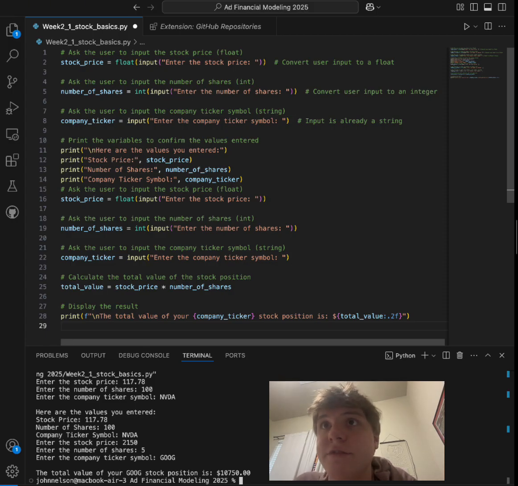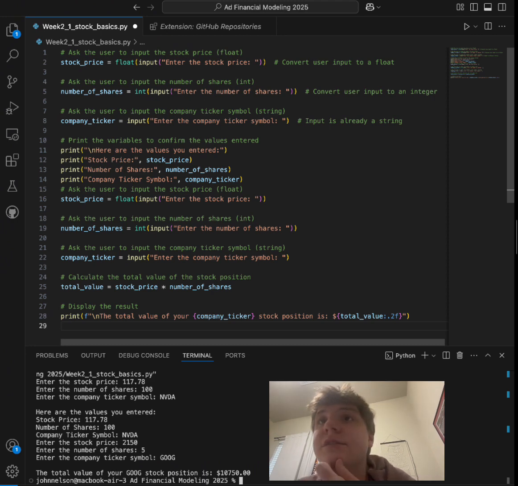So there was exercise 1. We can see that if we put in an example, it's right here where it says 117.8, enter the number of shares, 100, and then enter the company ticker symbol, NVIDIA. This was our first example. We ran that through in class.